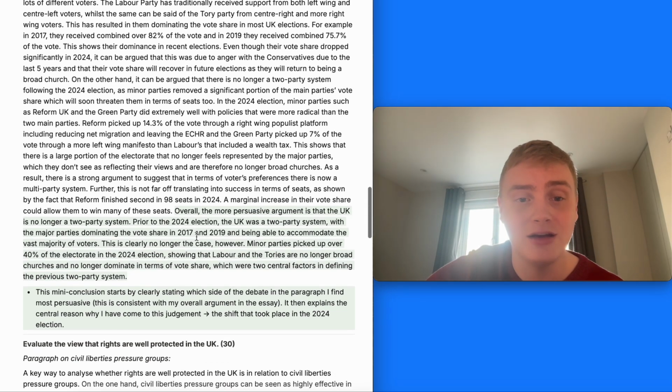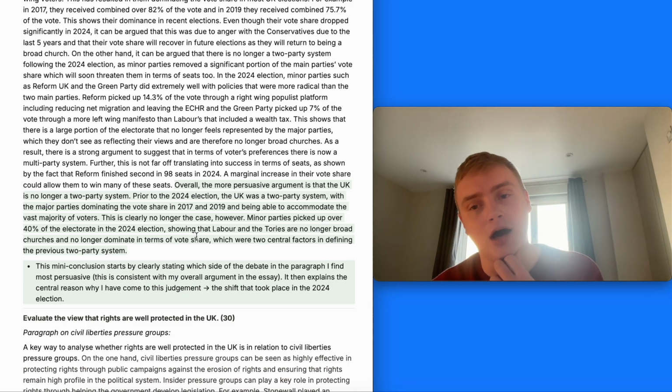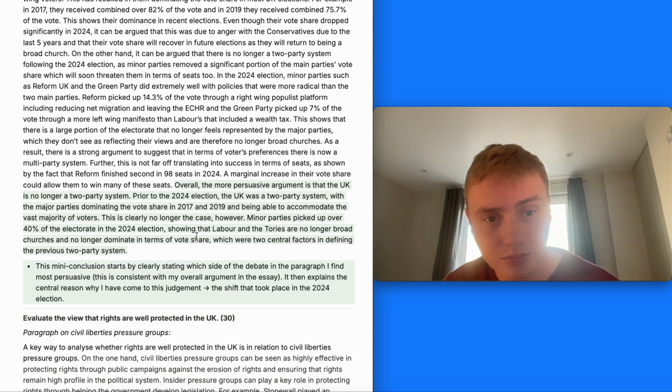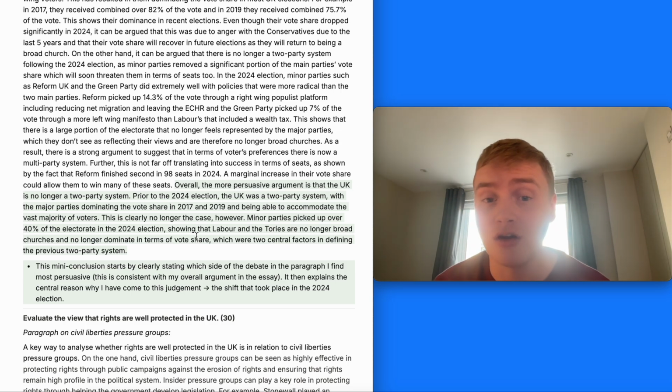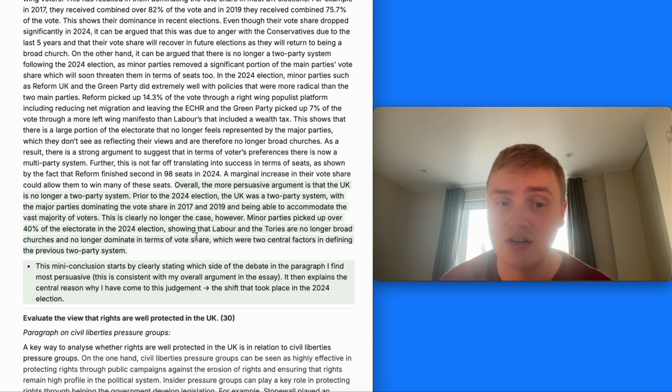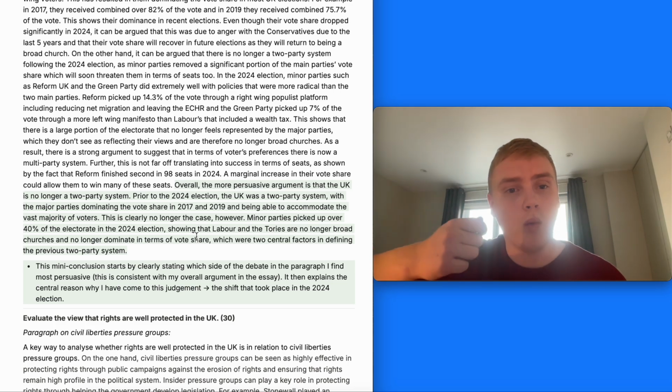And here, if you look at our mini conclusion, very similar principles to the introduction. We're starting by saying which one do we agree with? Overall, the more persuasive argument is the UK is no longer a two-party system, and this will be consistent with our argument in the introduction and conclusion as well. Prior to the 2024 election, the UK was a two-party system, with the major parties dominating the vote share in 2017 and 2019. This is clearly no longer the case, however. Minor parties picked up over 40% of the electorate in the 2024 election, showing that Labour and the Tories are no longer broad churches and no longer dominate in terms of vote share, which were two central factors in defining the previous two-party system.